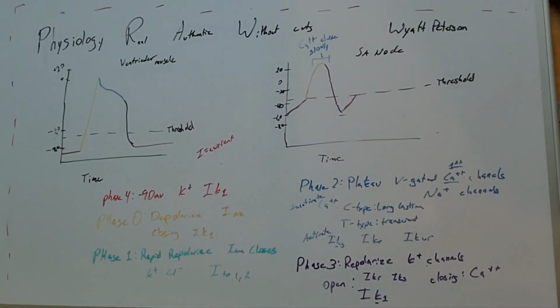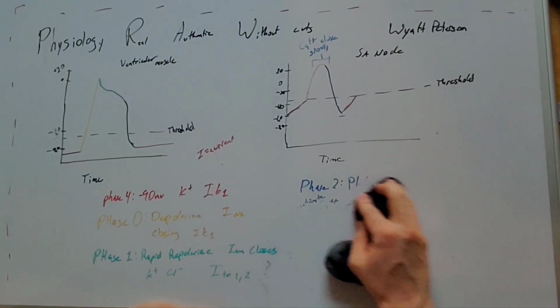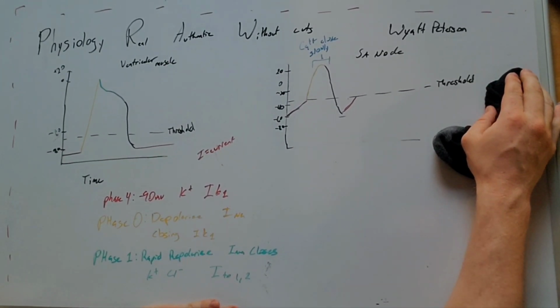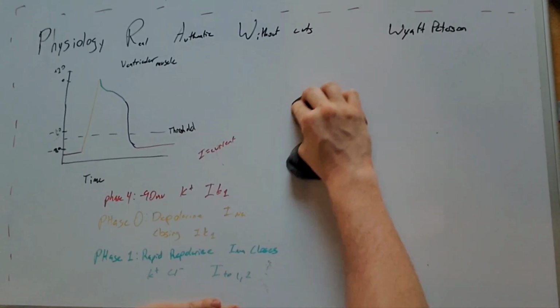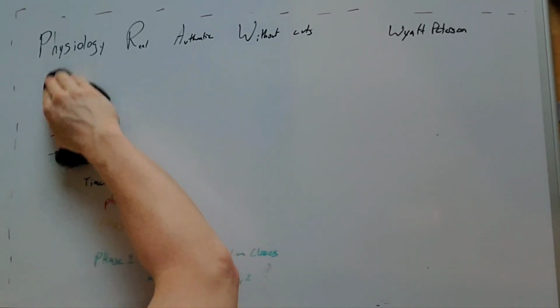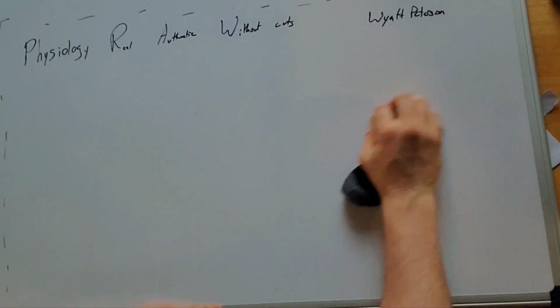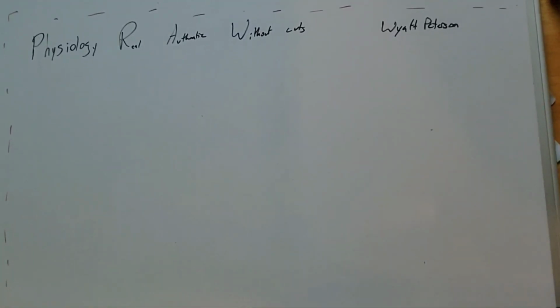So in part 2, we're going to talk about EKGs, or ECGs, I guess. Let me erase this real quick. So ECGs are all about tracking that membrane potential that we just talked about a little bit.